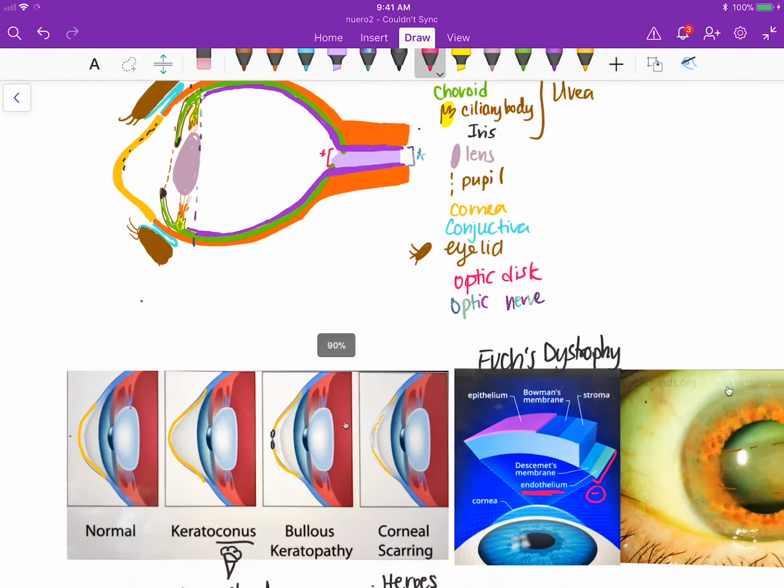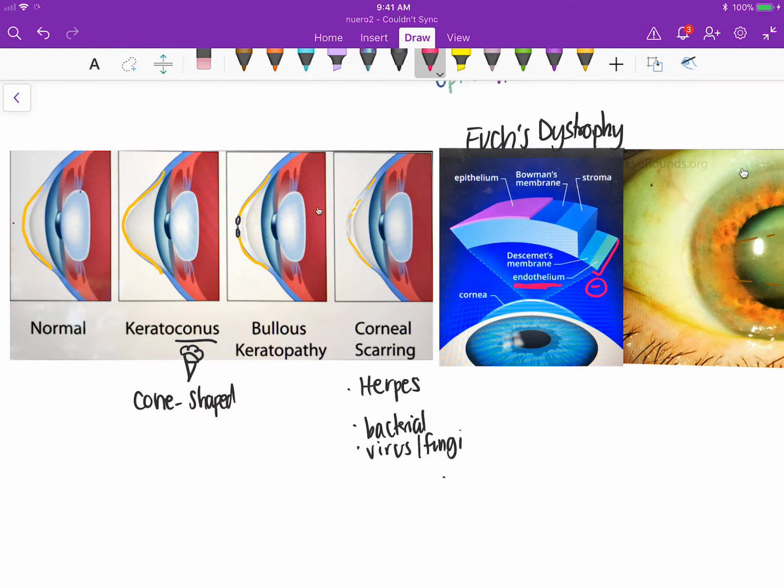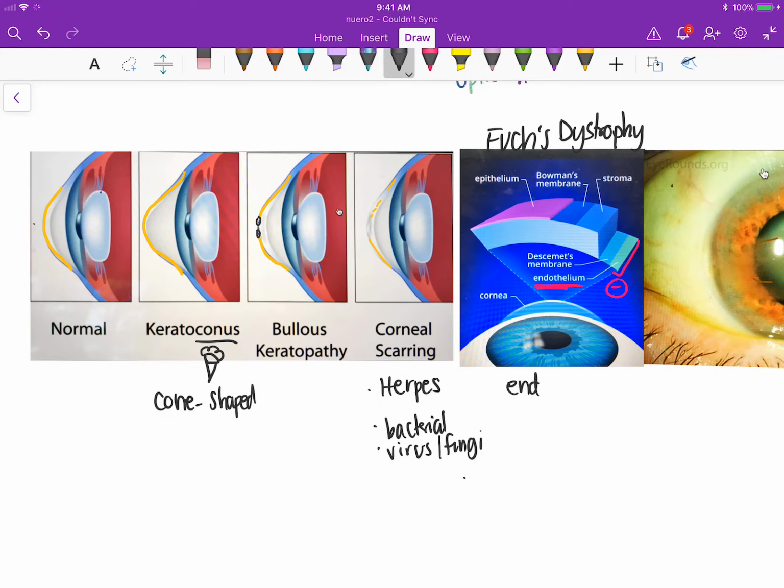So basically, when you have this endothelial cell dysfunction, you can get edema. So we can say endothelial cell dysfunction. It can lead to edema. It can also lead to these.